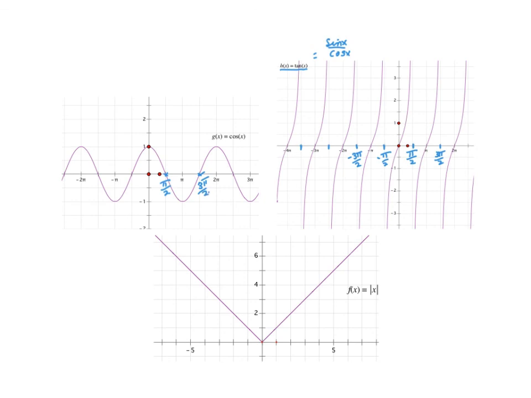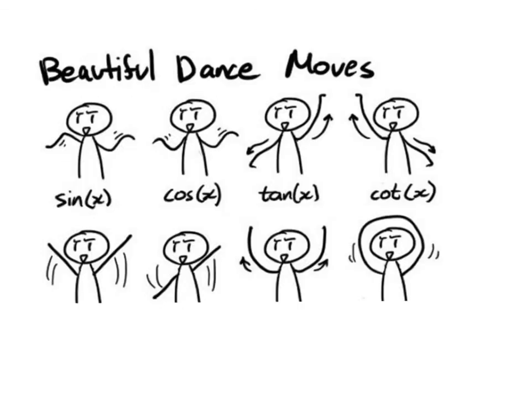Another graph that you want to keep in mind is the graph of the absolute value of x. And we've looked at this before when we looked at piecewise defined functions. It's basically composed of two lines, the half of the diagonal of the plane and half of the off diagonal of the plane. And if you want to be creative, you can always create some beautiful dance moves with the graphs of your functions.